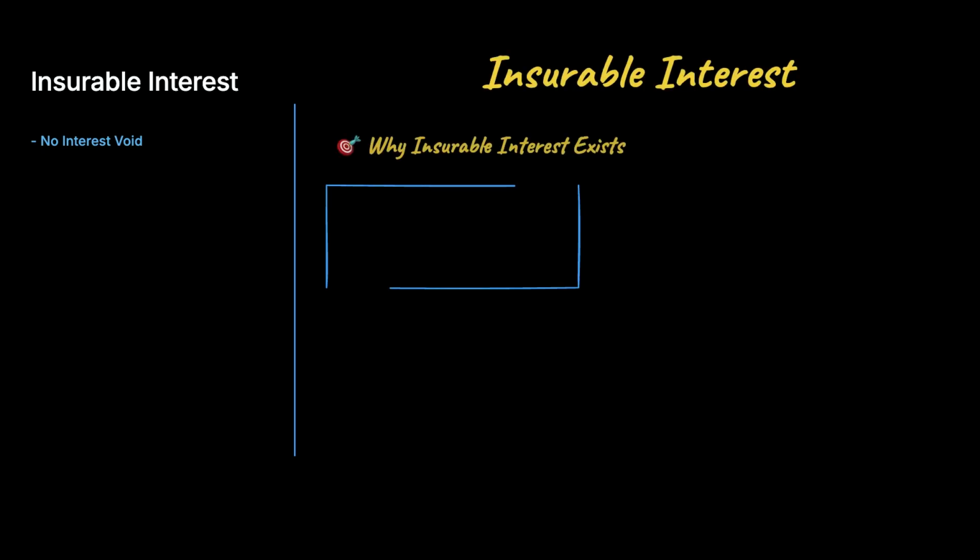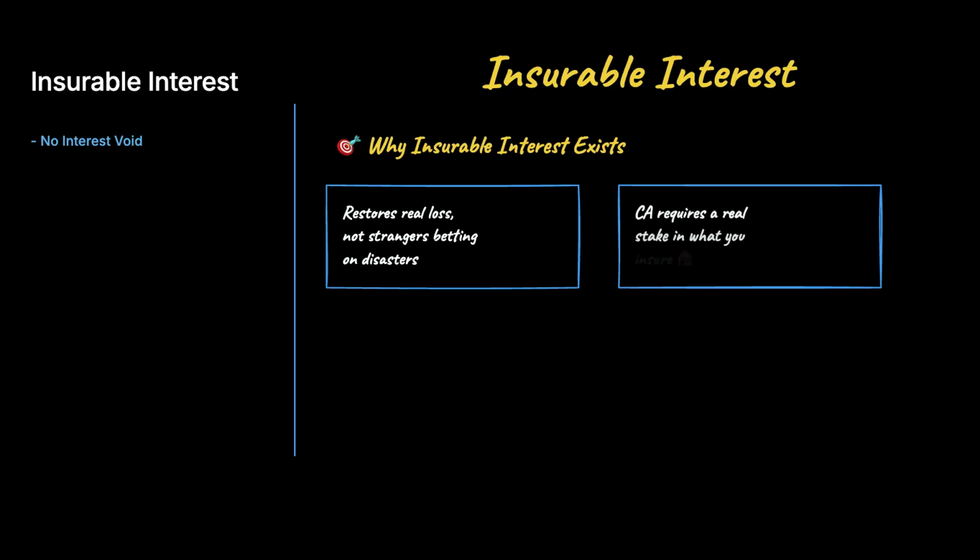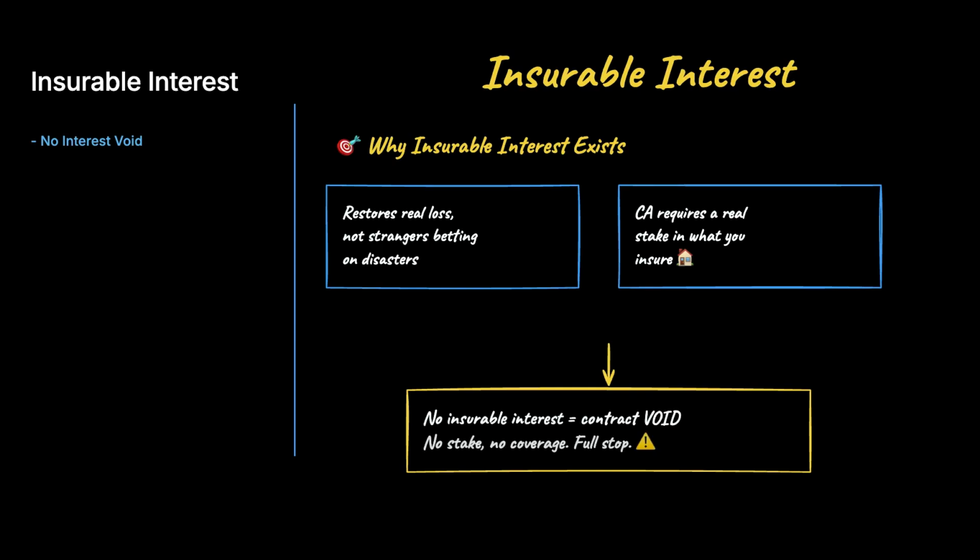Now, insurable interest, starting with why it exists. Insurance restores people who suffer a genuine loss. It doesn't let strangers bet on disasters. So California demands you hold a real stake in whatever you insure. The rule is blunt: if the insured has no insurable interest, the contract is void. No stake, no coverage, full stop.